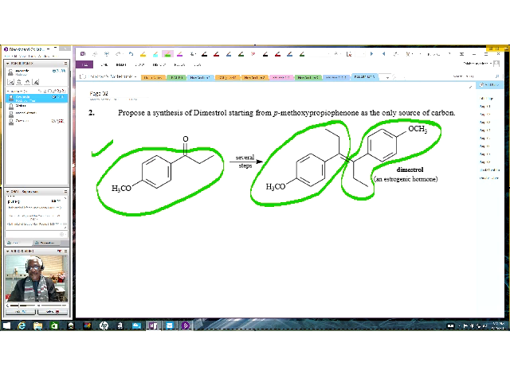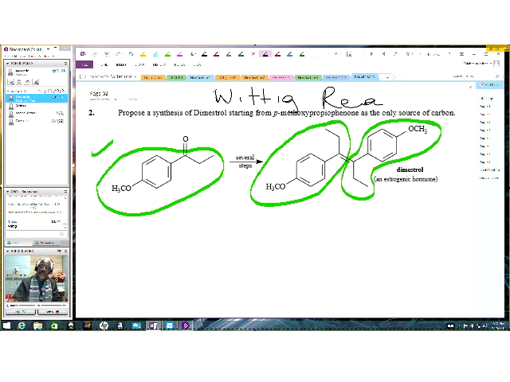Do you know any reaction? I'm sure you've done this in class already. Do you know any reaction that could go directly from a carbon-oxygen double bond to a carbon-carbon double bond? Can you give me the name of that reaction? Wittig reaction. Excellent. Once you know that, then this problem is solved. So you have to use a Wittig reagent here.